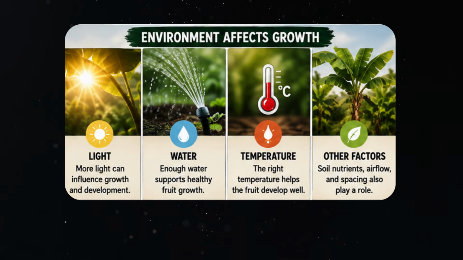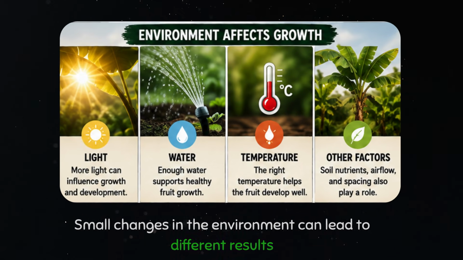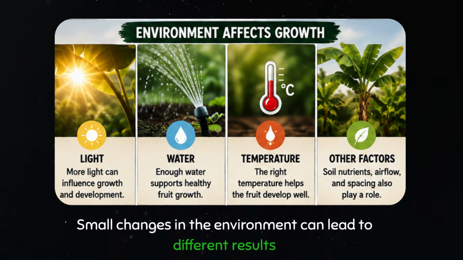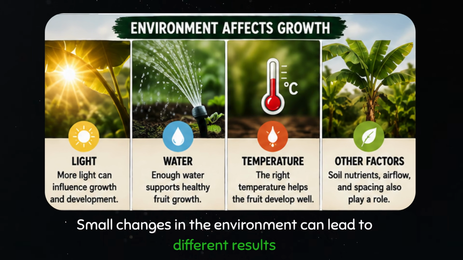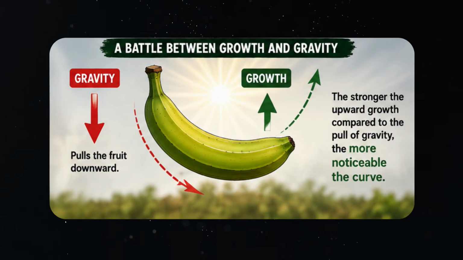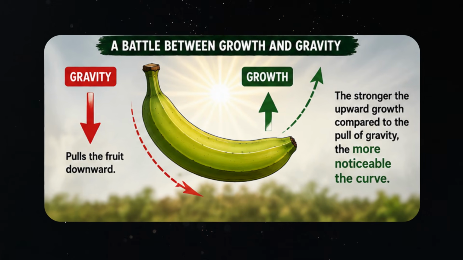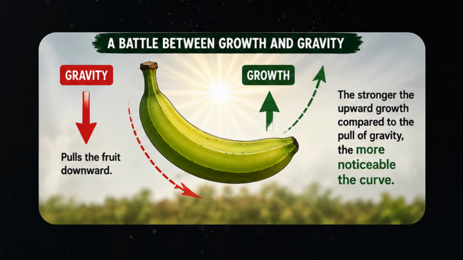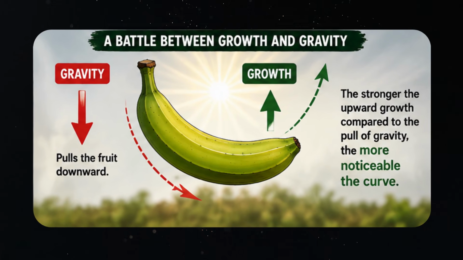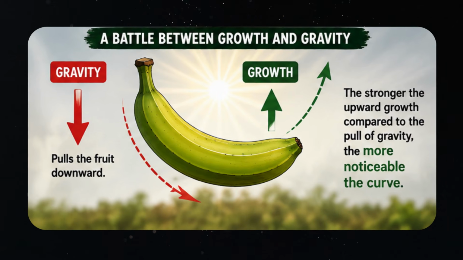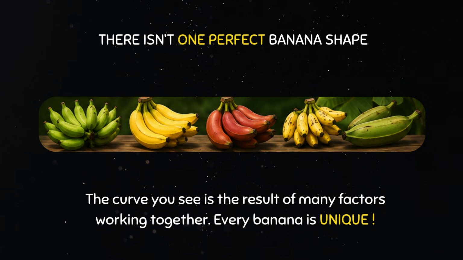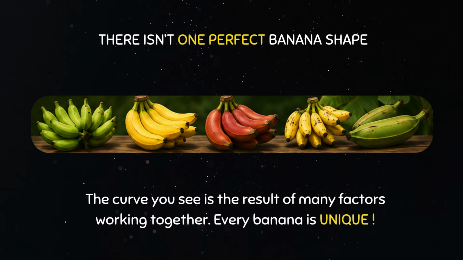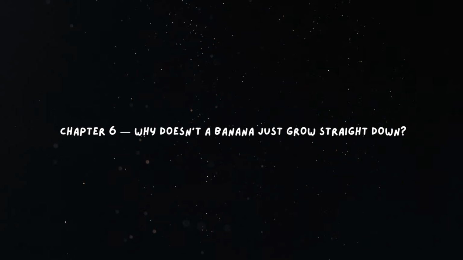Their growth is also affected by the conditions around them, including light, temperature, water, and the way the fruit responds to gravity. So there isn't one perfect banana shape. The familiar curve is simply the result of the fruit's growth pattern. And the stronger that growth pushes the fruit upward while gravity pulls downward, the more noticeable that curve can become. Which means the banana sitting on your kitchen counter is actually the result of a tiny battle between growth and gravity.